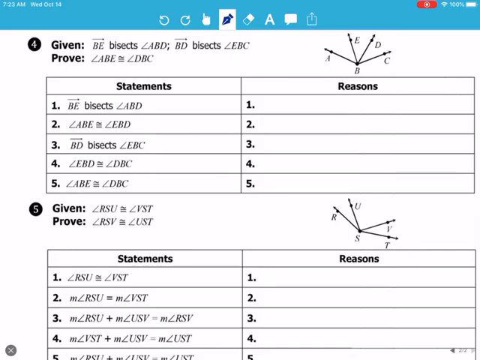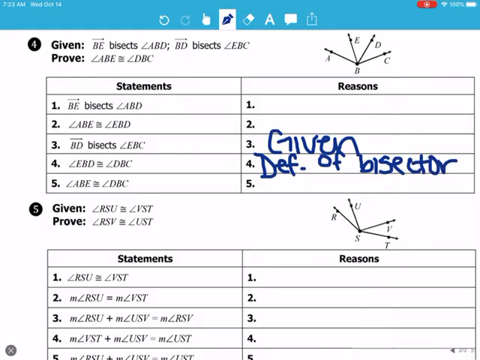Okay, in proof 4, I will give you number 3, which is a given. And I will give you number 4, which is definition of bisector. Remember, a bisector is something that cuts something in 2 equal or congruent parts. Don't forget that. Pause here if you need to.